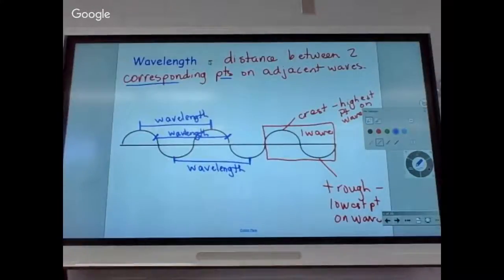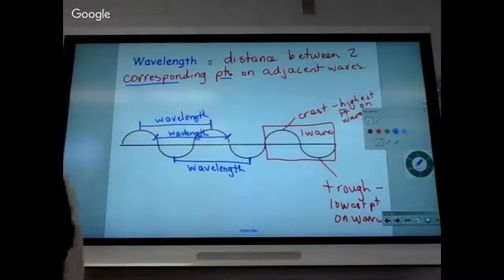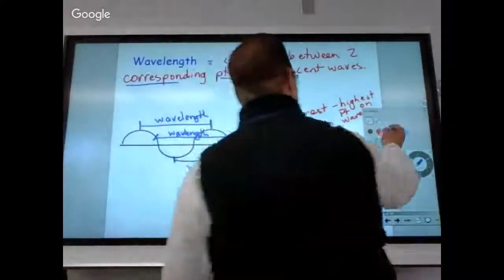All right. We don't have to necessarily say the wavelength is the distance between two crests or the distance between two troughs. It's the distance between two corresponding points. And they have to be on adjacent waves. They have to be side by side. Does that make sense? All right. So what else do we need to know about this?